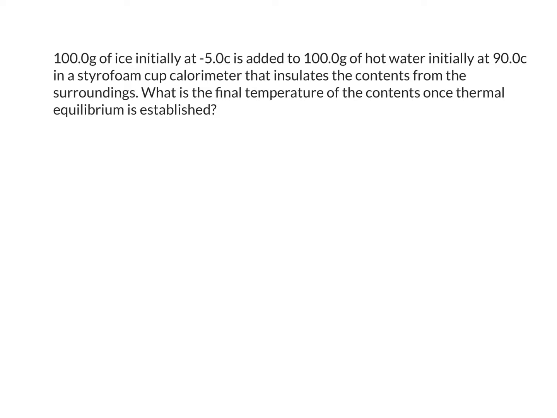First, we need to figure out what we know. Let's talk about the ice first. We know that we have 100 grams of ice at negative 5 degrees, and we know that that ice is going to heat up before it melts. So there's going to be an energy Q associated with that. We can write this as Q1 of ice warming. We also know that the ice is going to go through a phase change at 0 degrees, so we have a Q for ice melting. We're going to call that Q2 of ice melting.